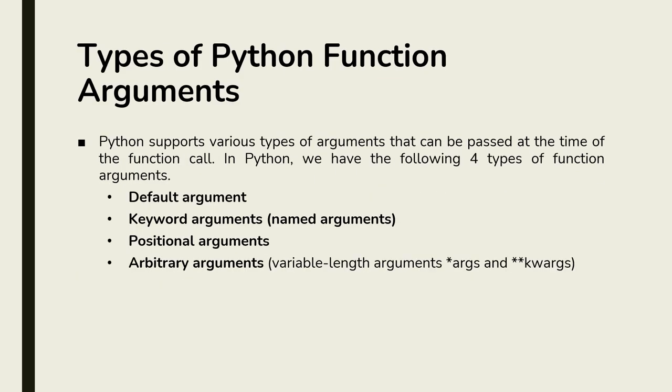Python supports different types of arguments that can be passed at the time of function call. They are called default arguments, keyword arguments, also known as named arguments, then positional arguments, and the last one is called arbitrary arguments or variable length arguments. Arbitrary arguments are again of two types: non-keyword arbitrary arguments and keyword arbitrary arguments. Let us see one by one how these different types of arguments work.